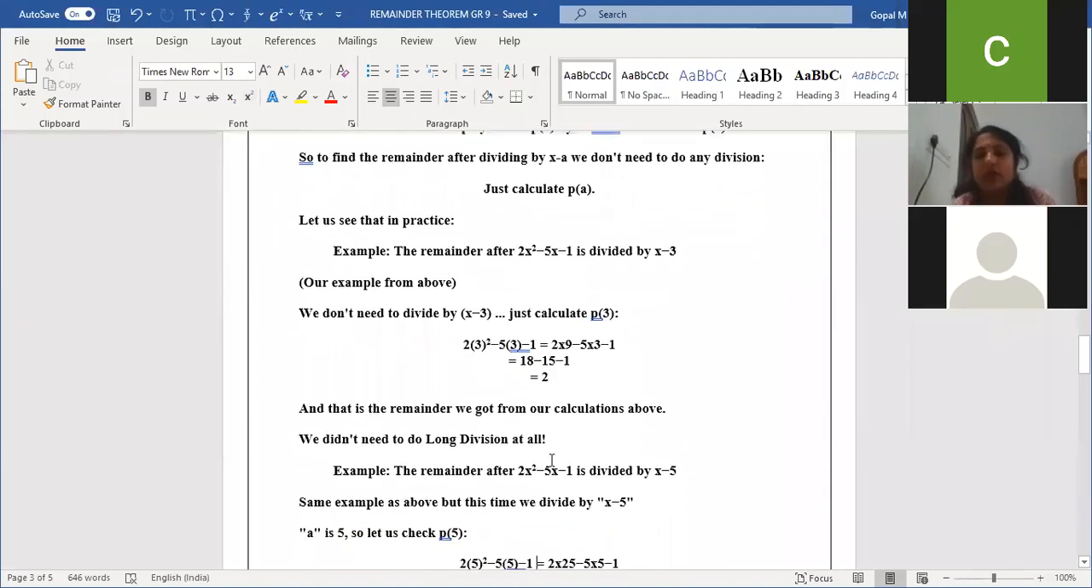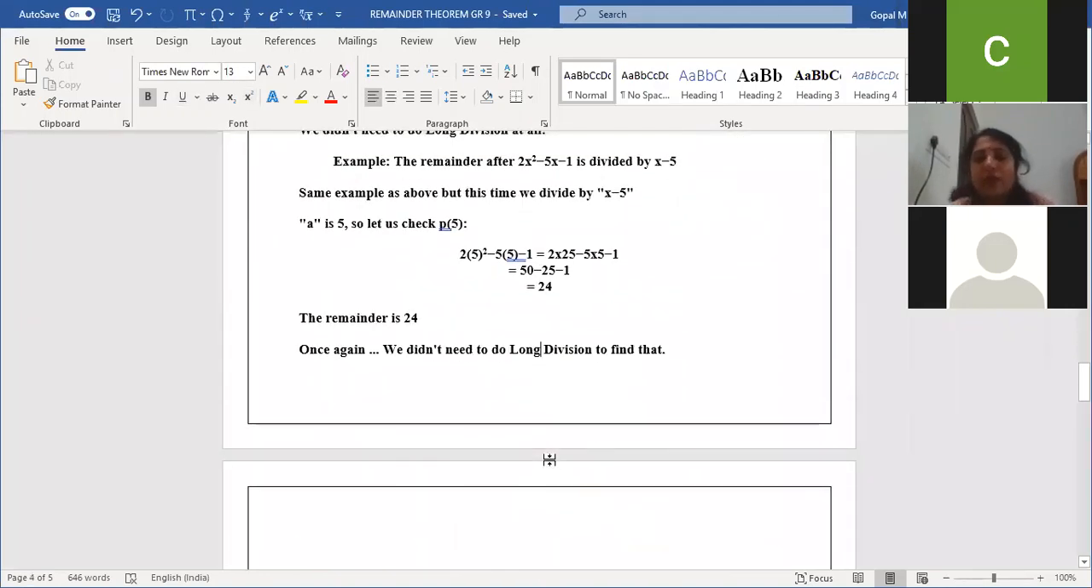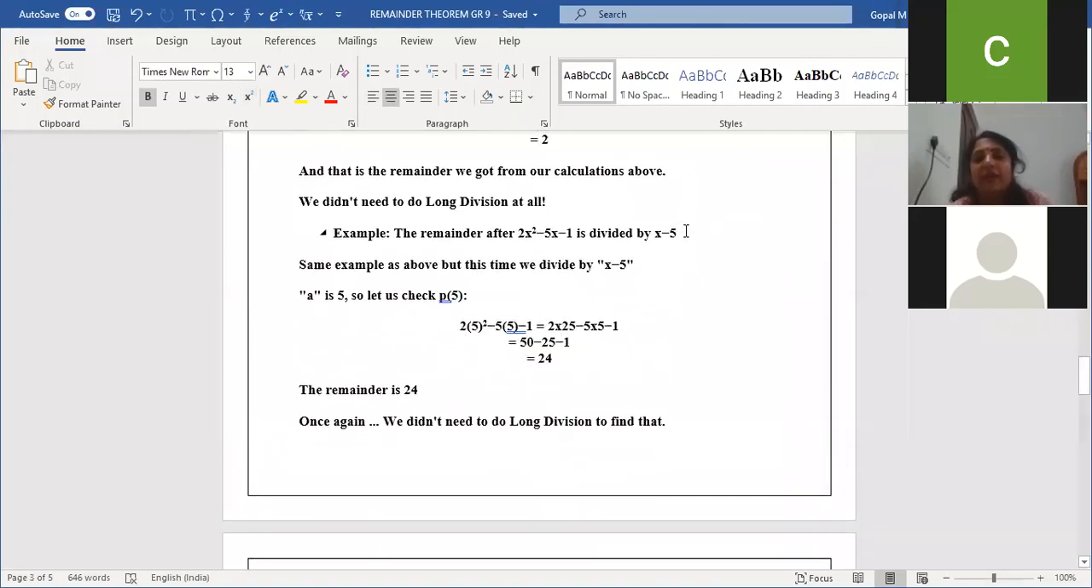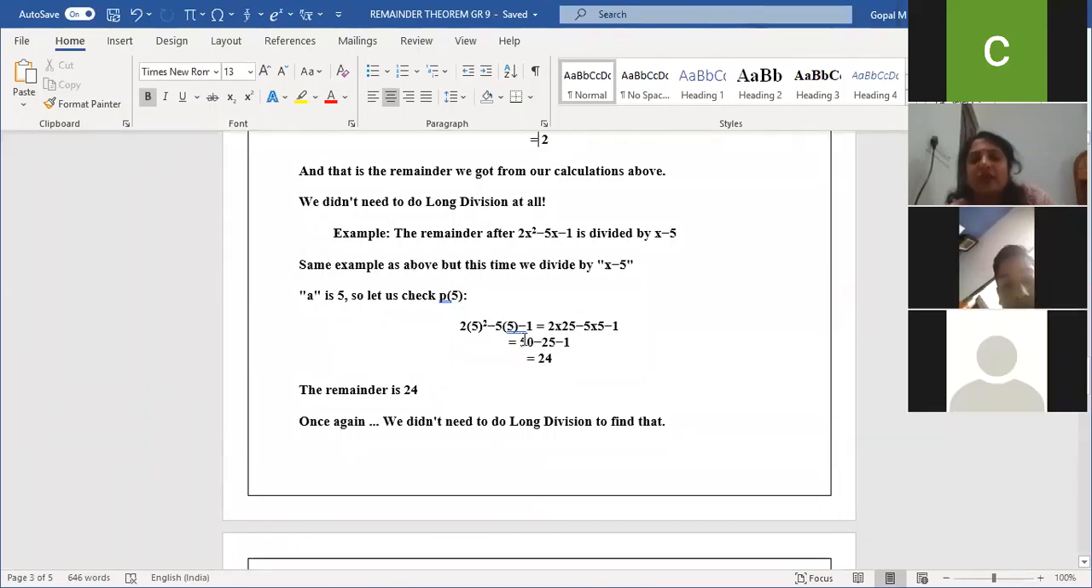Okay. Now, the previous one I've taken x minus 3. Here I'm taking x minus 5. So what is the zero of x minus 5? 5. Shall I apply this 5 in the polynomial 2x square minus 5x minus 1? So 2x square, 5 square into 2, it is 25 2s are 50. 5 5s are 25 and 1. 50 minus 25 is 25, minus 1, 24.